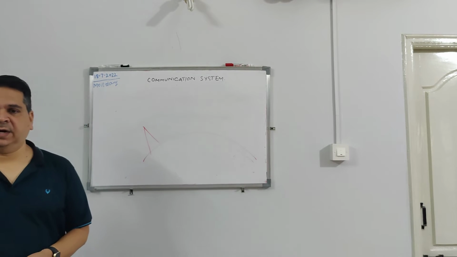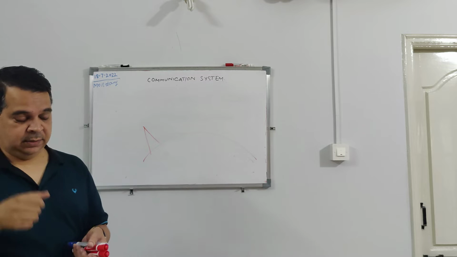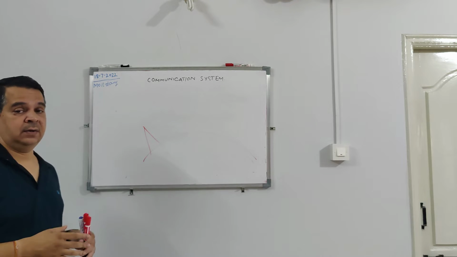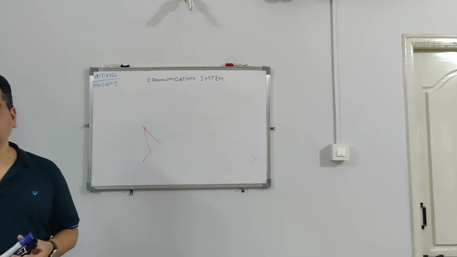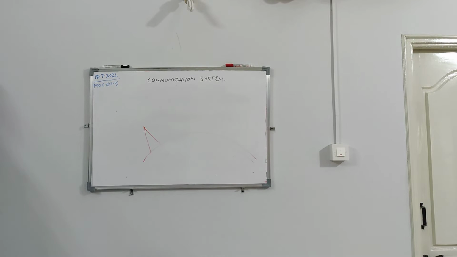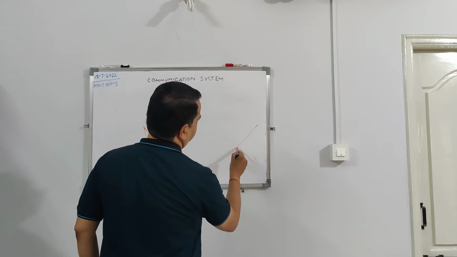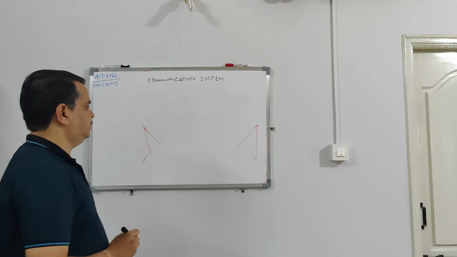We were discussing radio in the previous session. Now we'll see how to calculate the distance, the range, or whatever we call it: the maximum line of sight distance between two antennas. I have two antennas.